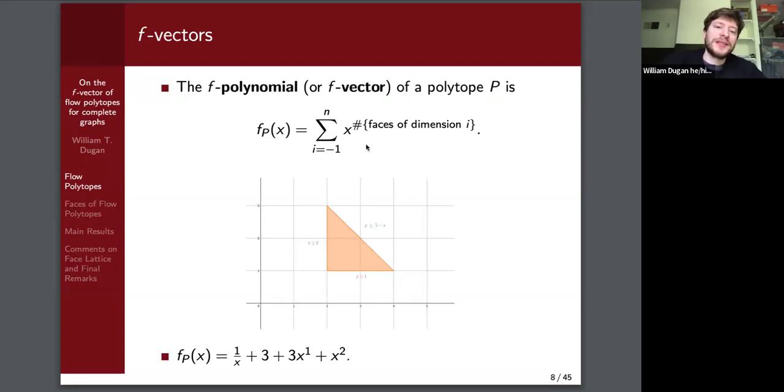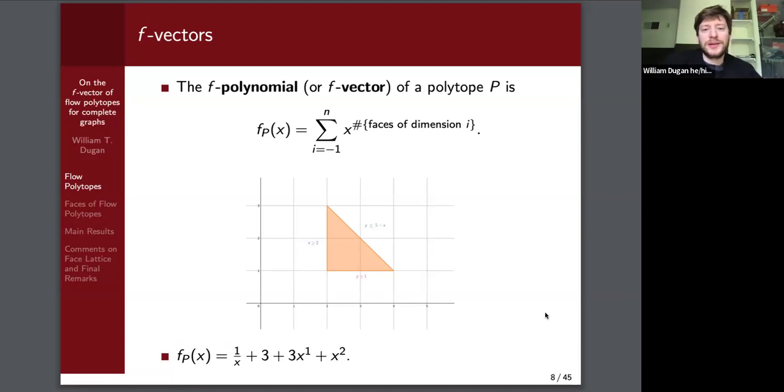So notice the weird notation. This is actually not very standard, but some people use it, and I'm using it because we need it for the talk. Your first dimension starts at -1. The empty face is always dimension -1. So for example, for our polytope here, there's the empty face, which always corresponds to this 1, the x to the -1. Then you have 3 vertices. These are 0-dimensional polytopes, so that's a coefficient of 3. 3 edges, so those are 3 1-dimensional faces, so 3x to the 1, and then 1 2-dimensional face, the whole polytope, so the coefficient of x squared is 1.